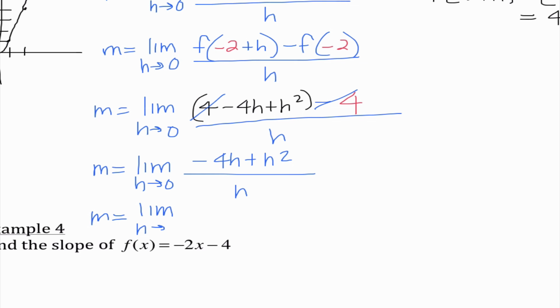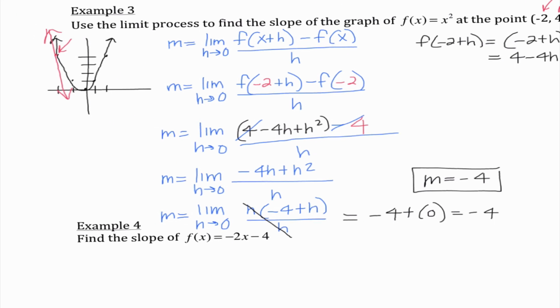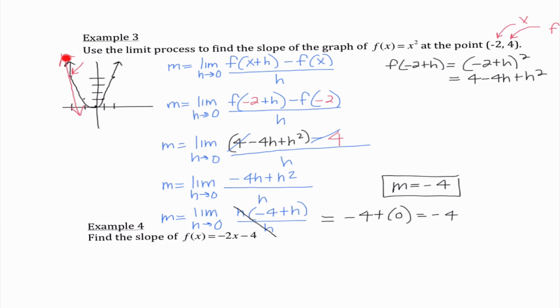Now, if I substituted 0 in right now, I would get 0 over 0, which is indeterminate form. So I need to recall some methods that we've learned, and I'm thinking that this is something that we can actually factor. So I'm going to factor out an h, and I'm left with -4 plus h over h. So these h's cancel out, and at this point I can use direct substitution. So I get that our slope is -4. And if we look back at our original problem, even though this line is not accurate, I think that -4 would be an appropriate slope for a line like that.